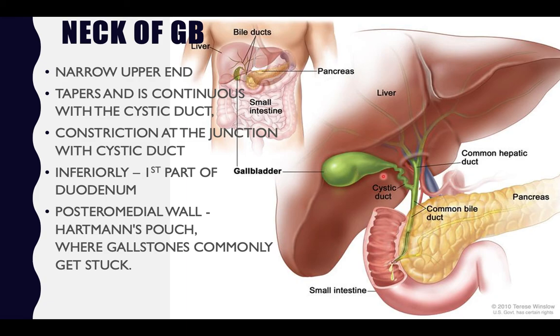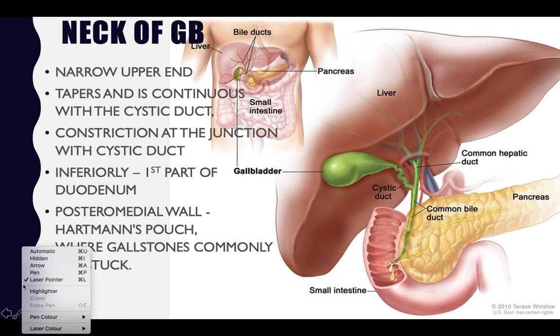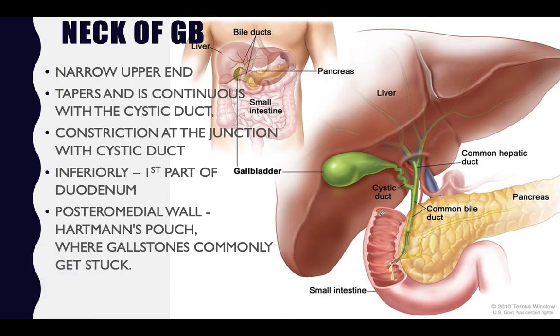You can see here the first part of the duodenum is removed. If the first part of the duodenum was here, you can imagine that it is related to the neck of the gallbladder. This is the first part of the duodenum like this. So this particular part is related to the neck of the gallbladder. Of course, the Hartmann's pouch is not in this picture, but you can see it in the next picture.